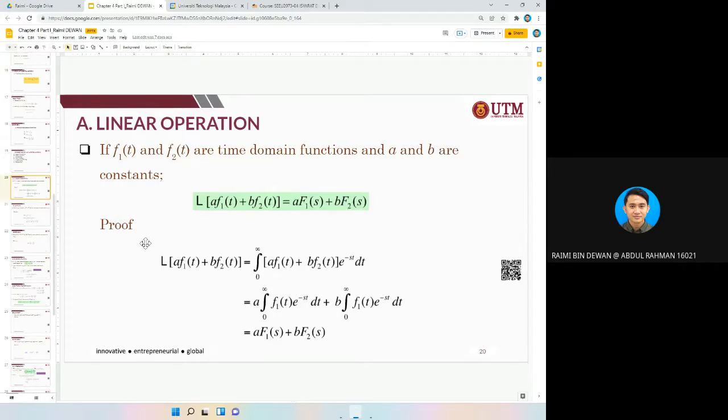Okay, this is a proof. You see the Laplace transform of a f1 plus b f2. Then you do integration from 0 to infinity, just like you know, of a f1(t) plus b f2(t) times e to the negative st, the general formula of Laplace transform, dt. Then you bring this a out because it's a constant, and b out also because it is a constant. So you will have a F1(s) plus b F2(s) as a result of your Laplace transform. So it shows that Laplace transform is actually a linear operation.